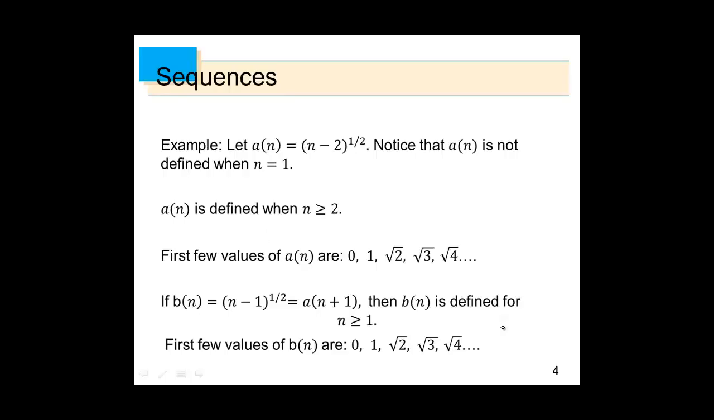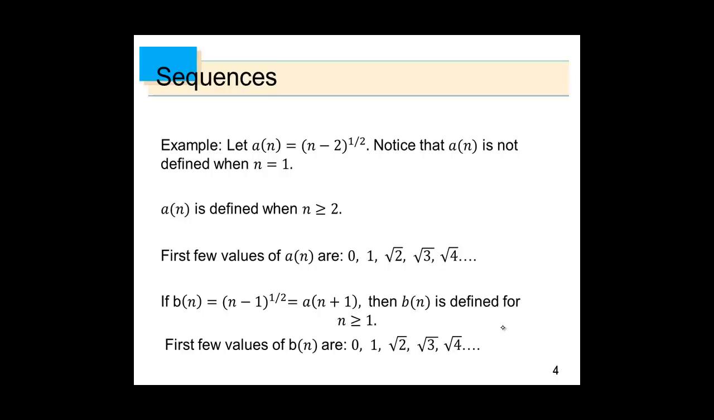Now, next example here, I have a of n now is the square root of n minus 2, that is, n minus 2 to the half, right? Now, notice that when n is 1, this sequence is undefined. When n is 1, undefined means the value is not a real number, okay? So, for us, this sequence is undefined because we are interested in real value sequences. So, in this case, I cannot start the domain at n equals 1. I have to start at n equals 2, right?